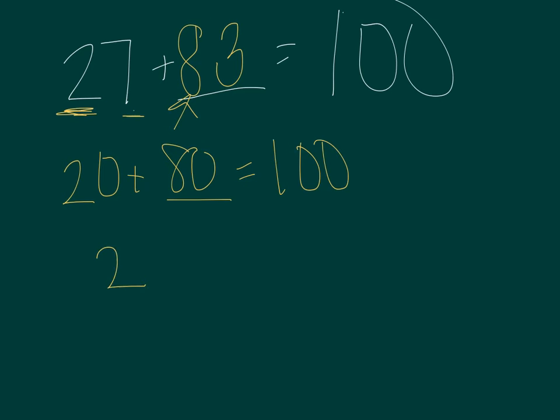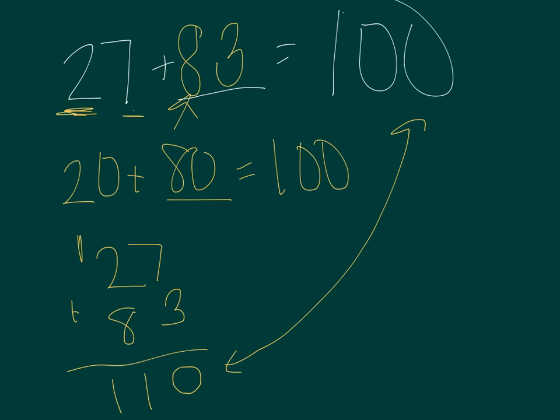Now if I tried to add 27 plus 83, this is some double-digit addition here. 7 plus 3 equals 10, so I put the 0 down and carry the 1. 8 plus 2 equals 10, plus 1 more is 11, so 110, which is 10 numbers higher than what I want my answer to be. So that's why we always start with the ones, so that we can make sure that our answer is the same as 100.